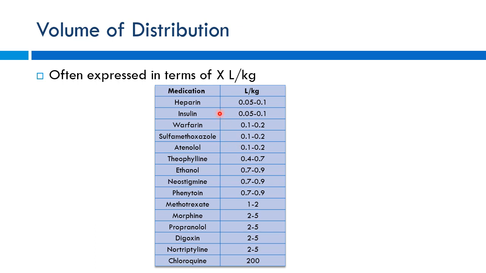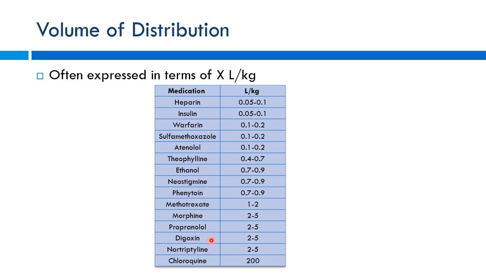So for instance, heparin. Anyone know what heparin's used for? It's a blood thinner. It's an anticoagulant we use if patients are having a clot somewhere. A volume of distribution of 0.05 to 0.1 liters per kilogram. It's a very small volume of distribution, which makes sense. Heparin's a natural product we secrete anyway. It should be in the bloodstream, preventing clots, right? That makes sense.